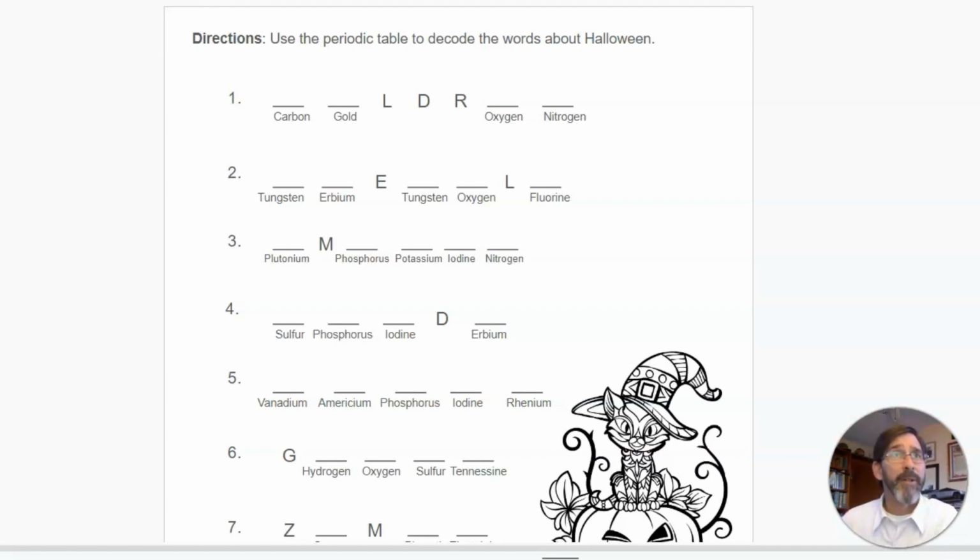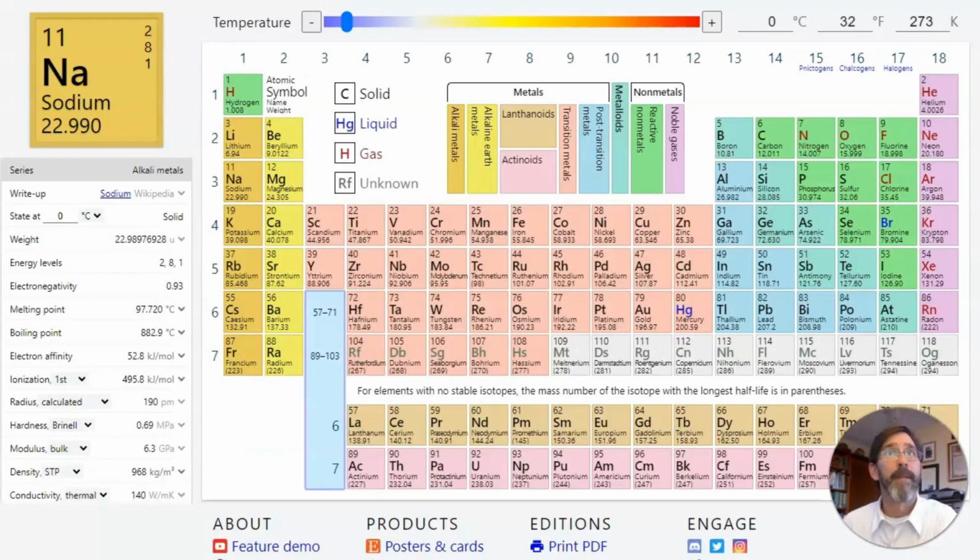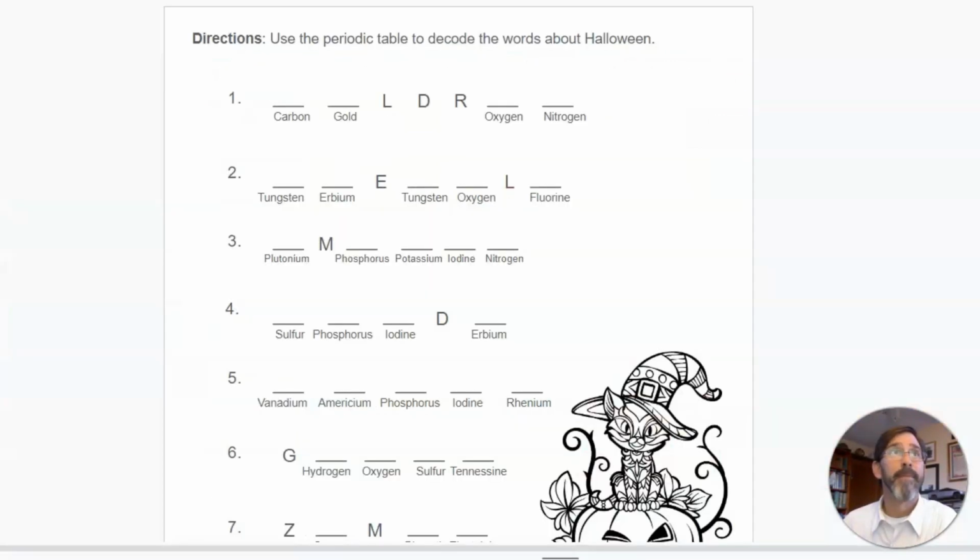The first element you're asked to find is carbon. Carbon can be found at the top of the periodic table, number 6, and the atomic abbreviation is a capital letter C. So above carbon, go ahead and enter a capital letter C.